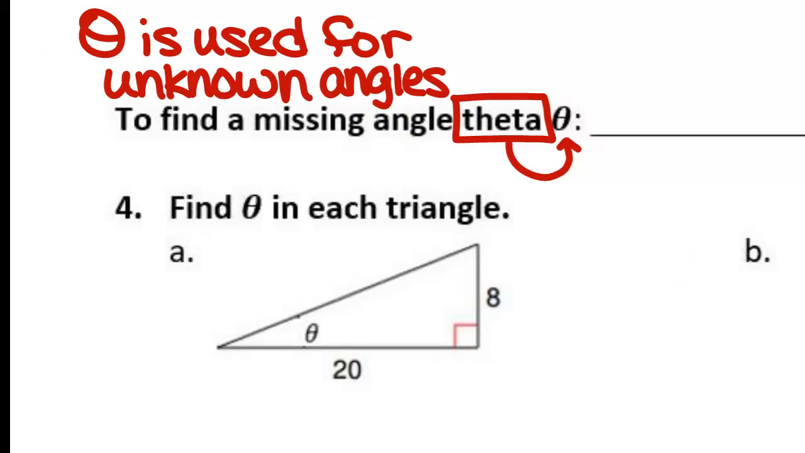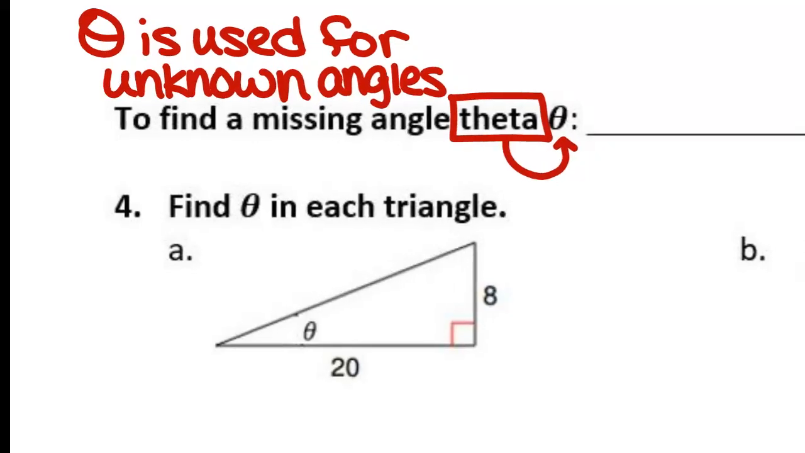So one of the reasons they do this is so that we don't get confused about whether we're looking for an angle or whether we're looking for a side. We'll use things like X, Y, and Z for missing sides that we're trying to find. And we'll use Greek letters for missing angles. Usually it's going to be theta. Every now and then there's another Greek letter. So if you see any other weird-looking symbols, we'll talk about what that means. But it's probably a Greek letter, and it would be used to find a missing angle.